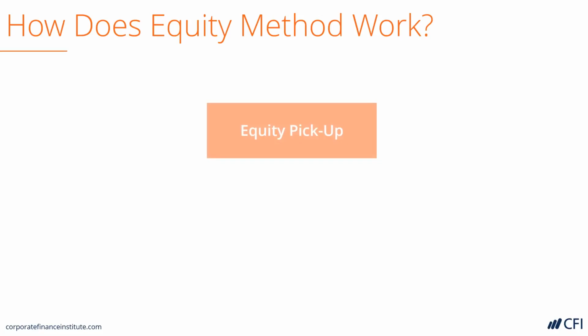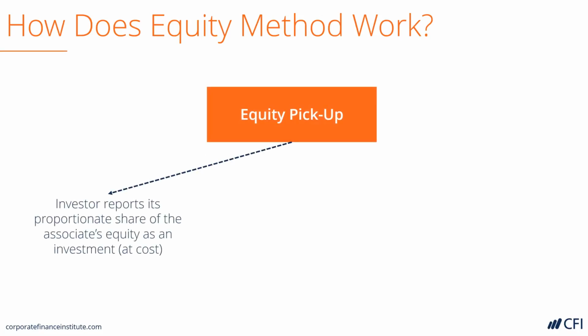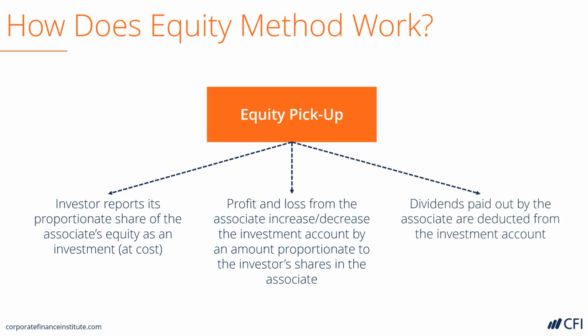So let's look at how it actually works. We'll explain the concept of an equity pickup. The first step is an investor reports the investment that they made in the associate at the cost. Then, all of the profits and loss from the associate increase or decrease that investment by the proportionate share ownership. And then finally, any dividends paid out from the associate are a reduction in the investment account.